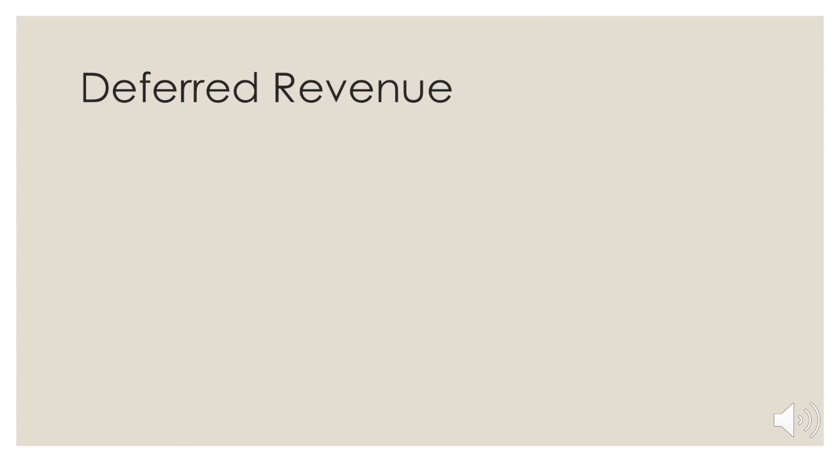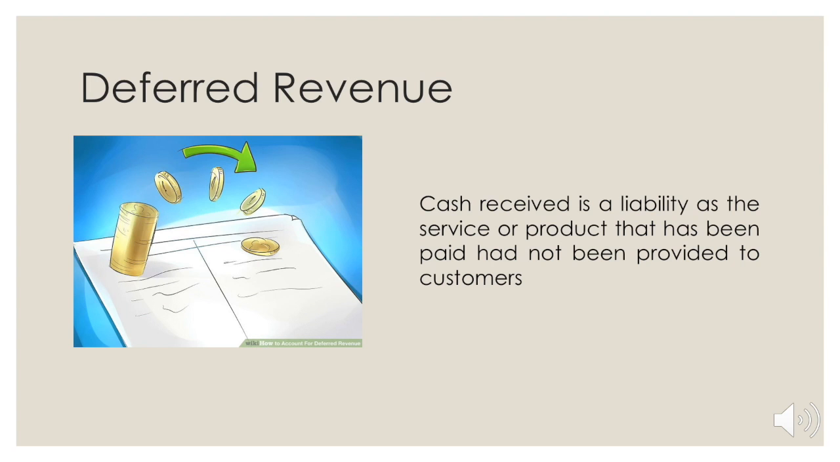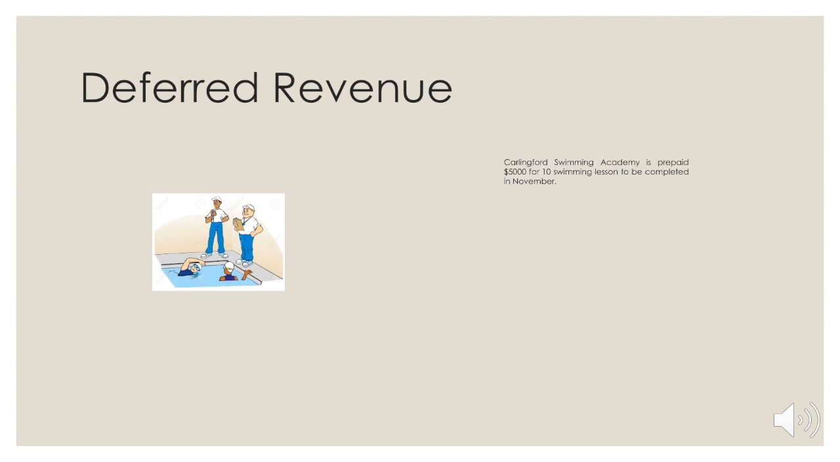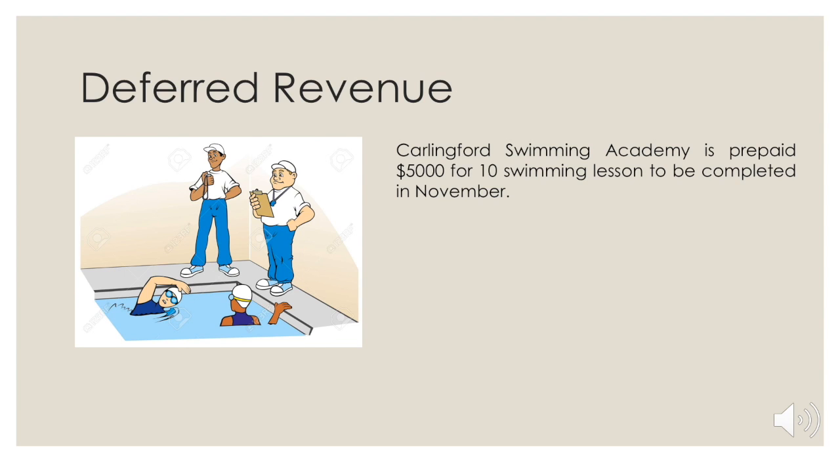The first is known as deferred revenue. This occurs when cash is received before the firm's revenue has been earned. Suppose Carlingford Swimming Academy has been prepaid $5,000 on the 1st of October for 10 swimming lessons to be completed in November. Since the academy has not yet provided the service, the $5,000 that the firm has been paid cannot be recorded as revenue, but is rather recorded as a liability.